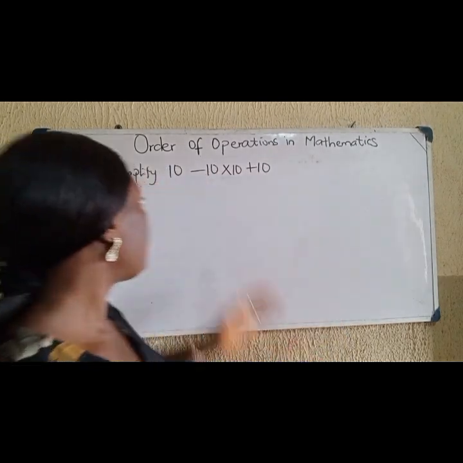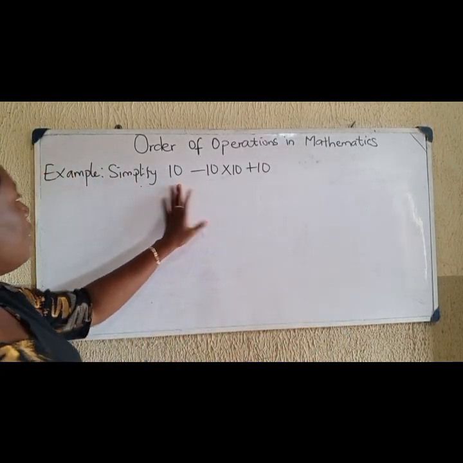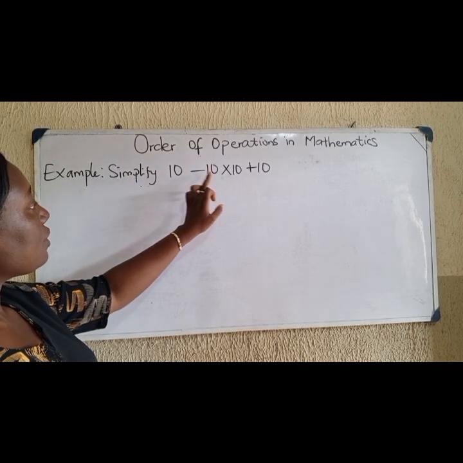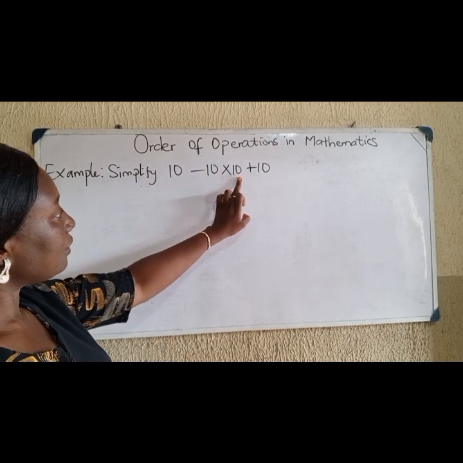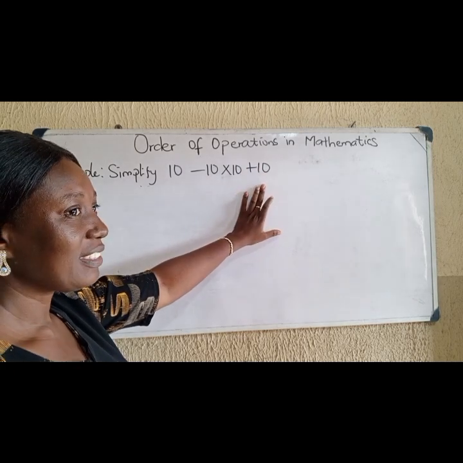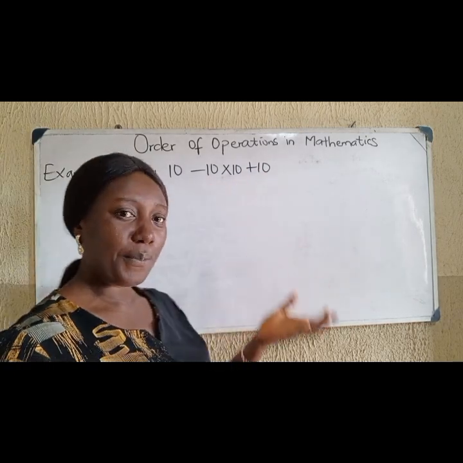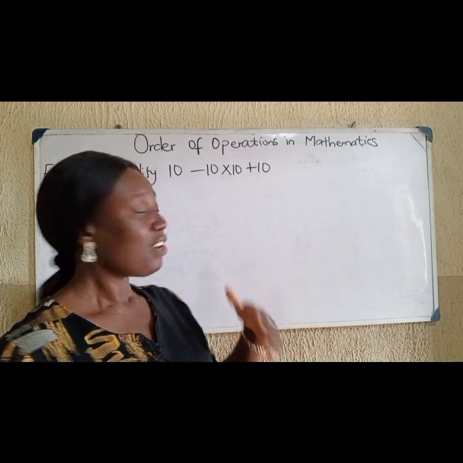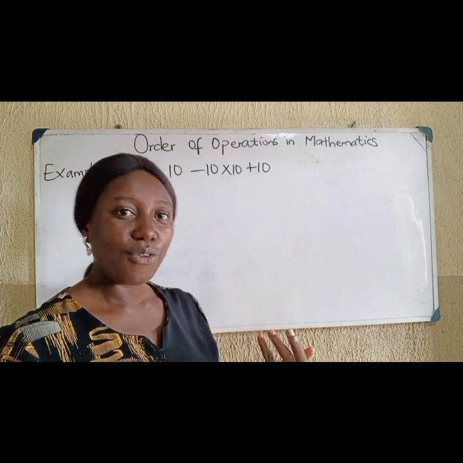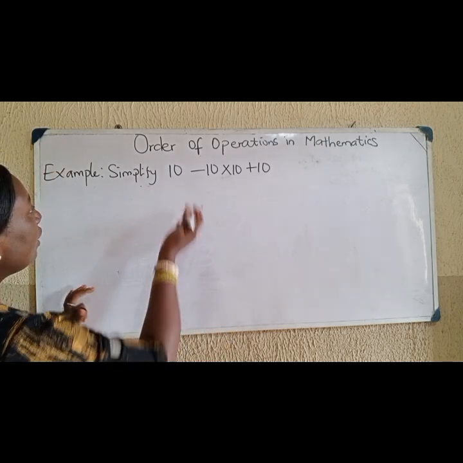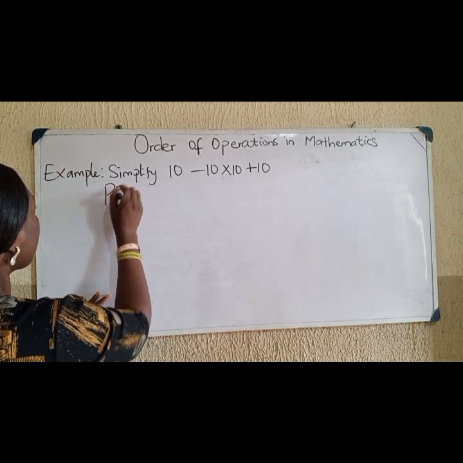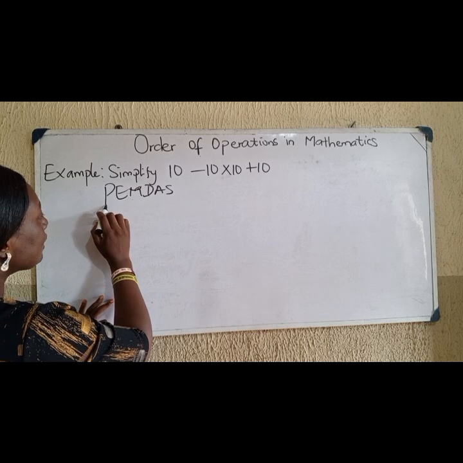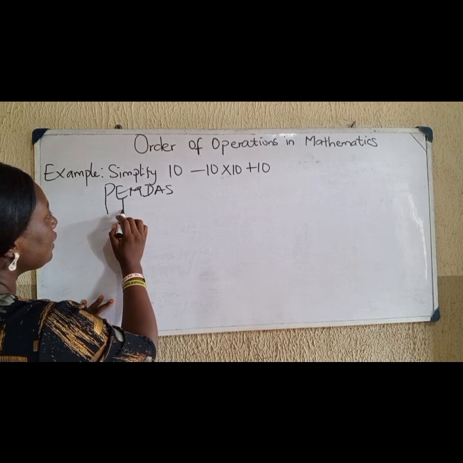Let's also see one more example. Now the question says simplify 10 minus 10 times 10 plus 10. The question will look simple. But when you fail to maintain the order, you are going to get it what? Wrong. So now, using my PEMDAS, there is no bracket, no exponent.